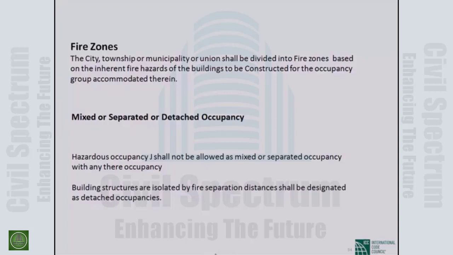So the first one is mixed with no fire separation, the second one is fire separated, and the third one I am talking about is the detached occupancy. Detached means totally detached, meaning a building very close to another, or maybe not close together, in the same premises. So these two buildings are detached.